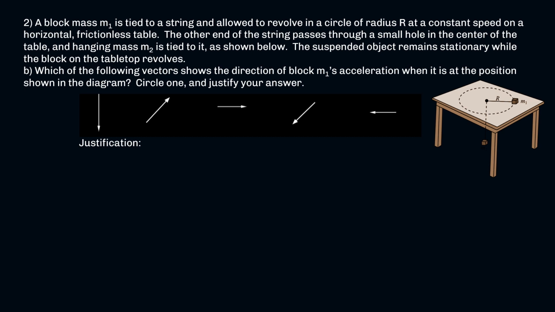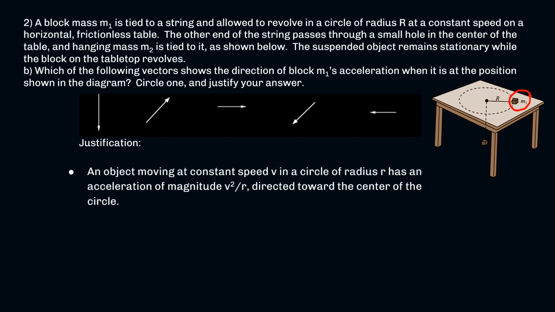So now here with the block M1, which again is this block that is on the table, we know that it is moving in a circle of radius r at a constant speed. So I can start off with my fact of physics that explains circular motion for constant speed in a circle. The fact that I'm going to use is that an object moving at constant speed v in a circle of radius r has an acceleration of magnitude v squared over r directed towards the center of the circle. So that's going to be my evidence here for this situation, or my fact of physics.